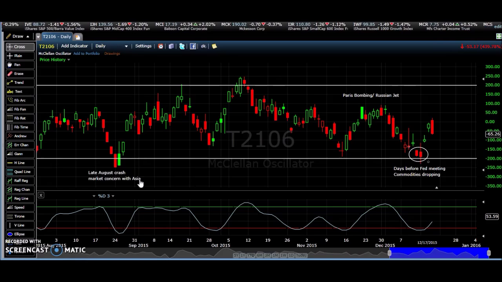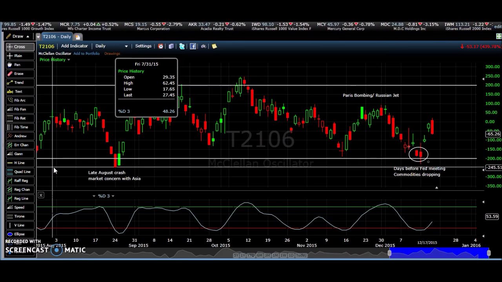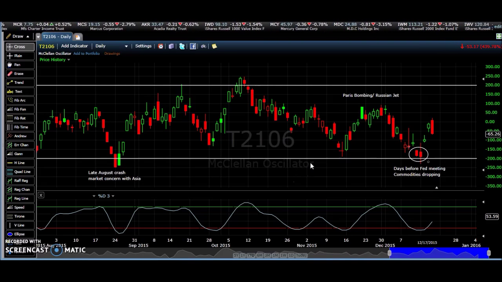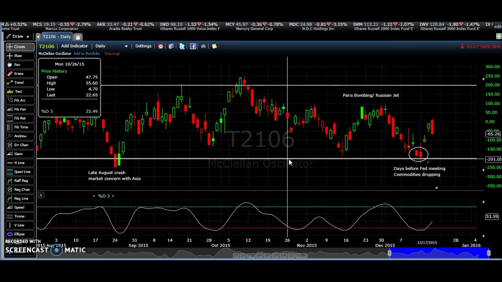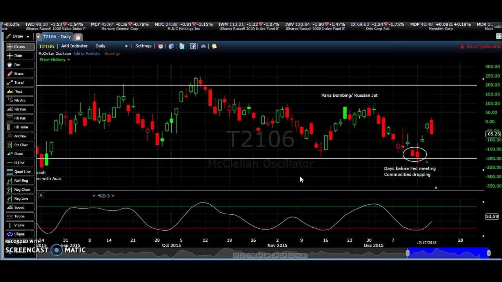And of course, just referencing another point, in late August, the flash crash with the markets concerned with Asia was at this point. We came way down, negative 245 on this McClellan Oscillator. So when we started testing the negative 200 range down here, I knew it was fairly steep oversold market conditions in this area.